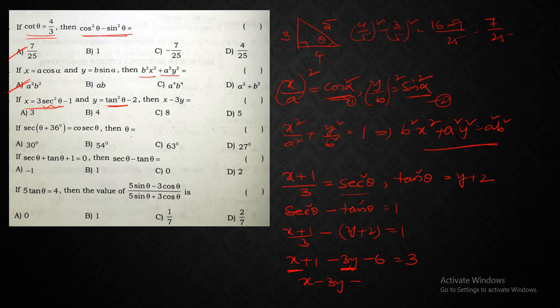So x minus 3y is equal to, already 3 is there, 1 minus 6 is minus 5, minus 5 becomes plus 5. So it becomes 3 plus 5, 8.